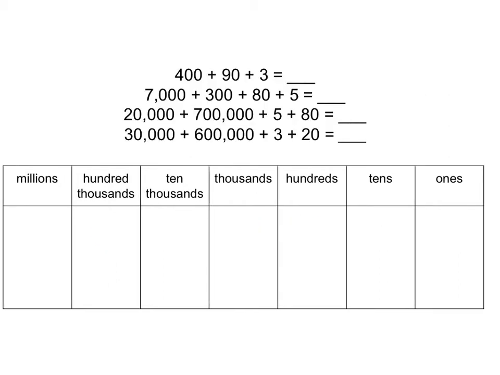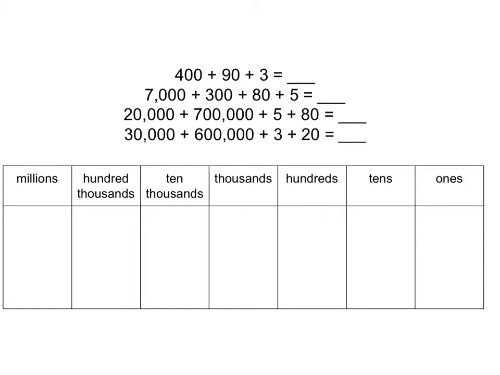Alrighty, let's look at this next part, and we are going to look at that and put in our columns here. We have 400 plus 90 plus 3. Well, what would that look like? 4 100s plus 9 10s plus 3, and our number would be 493.